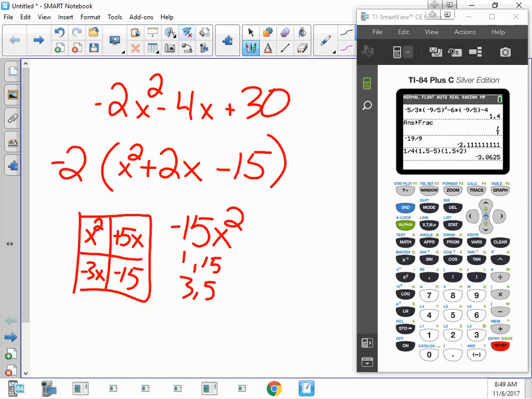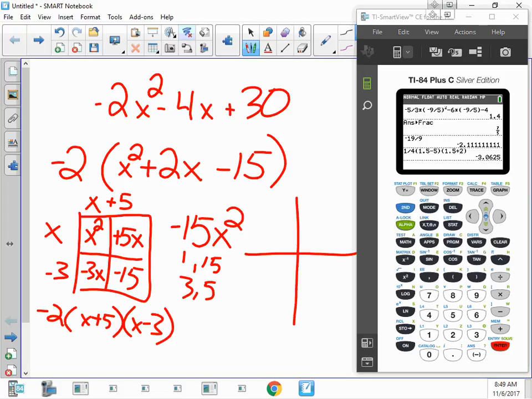What do the two terms in the top share? X. If I take an x away from x squared, I'm left with x. If I take an x away from 5x, I get 5. And if I take an x away from negative 3x, I get negative 3. So my formula is negative 2 times x plus 5 times x minus 3. My roots are negative 5 and positive 3.